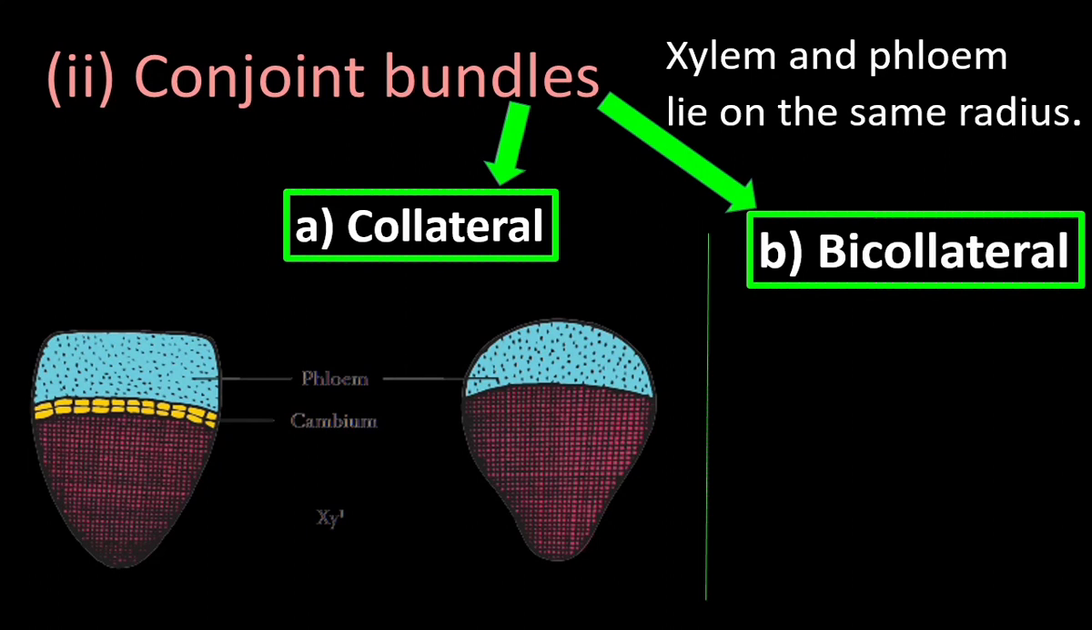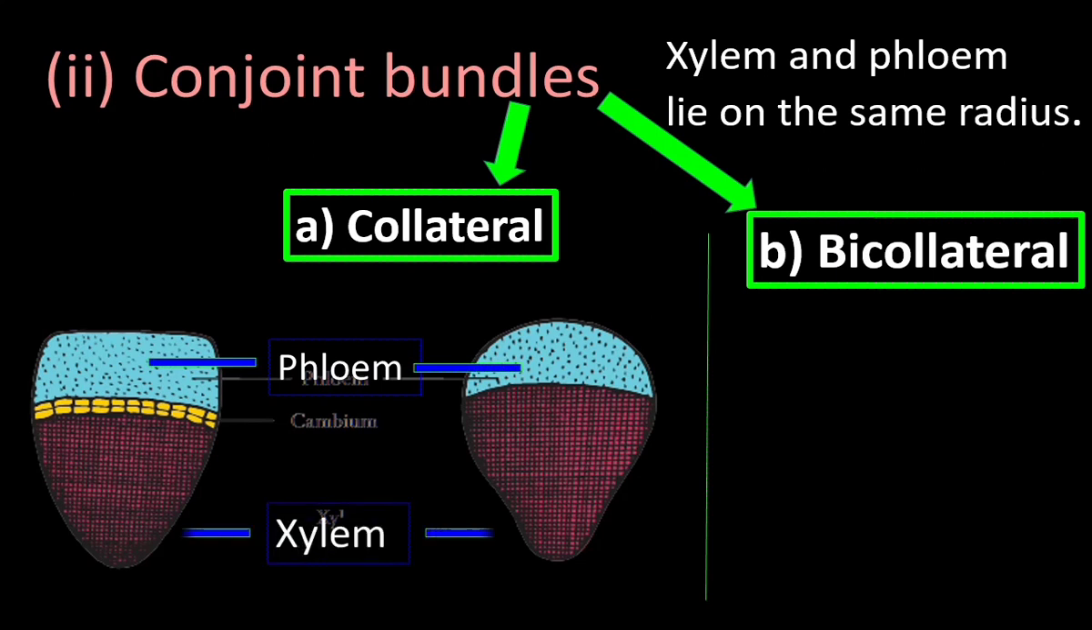Here the xylem and phloem are arranged on the same radius. The phloem forms the outermost part and the xylem is towards the center. This type of vascular bundle is called collateral bundle. In a collateral vascular bundle, xylem and phloem are arranged on the same radius.